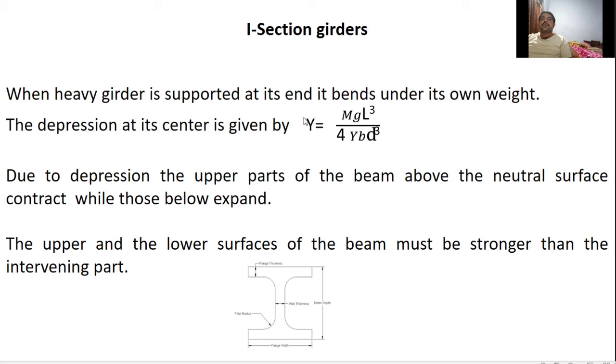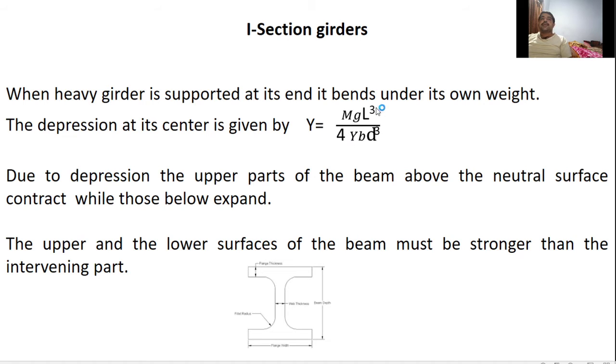Here y is the depression produced by the beam, L is the length of the beam, Y is the Young's modulus of the material, b is the breadth of the beam or girder, and d is the thickness of the girder. In this expression, y is directly proportional to L cube, inversely proportional to Young's modulus, inversely proportional to breadth, and inversely proportional to thickness.